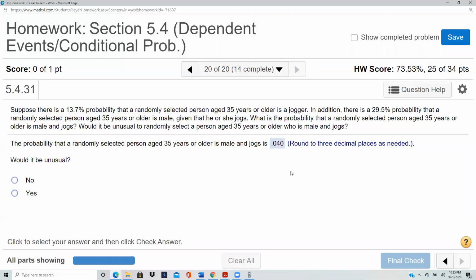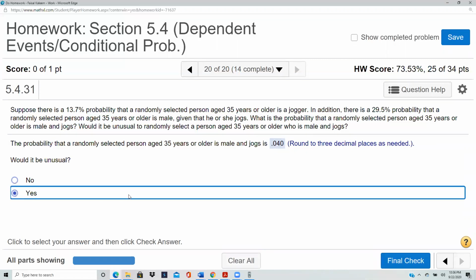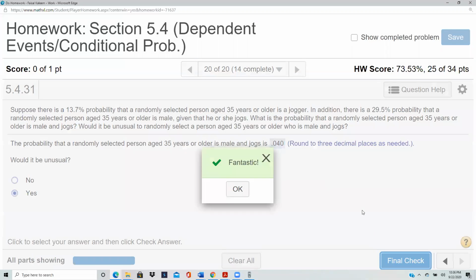Would it be unusual? Well, 0.04 is 4%, so that is less than 5%. So anything less than 5% is unusual, yes. And that's the end of the section.